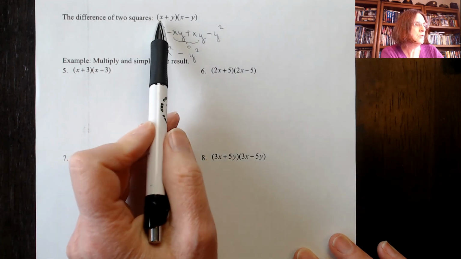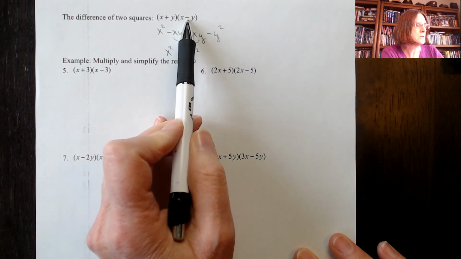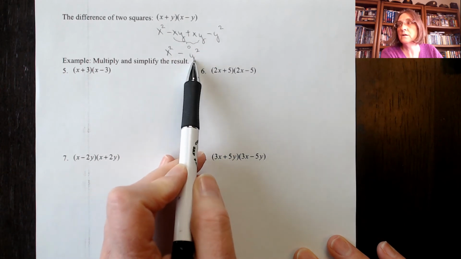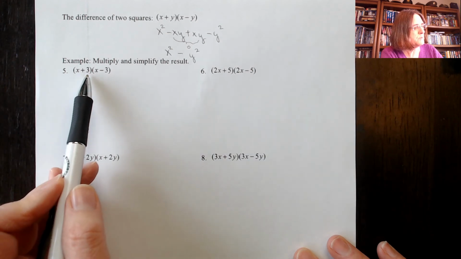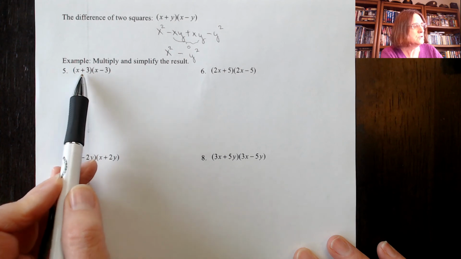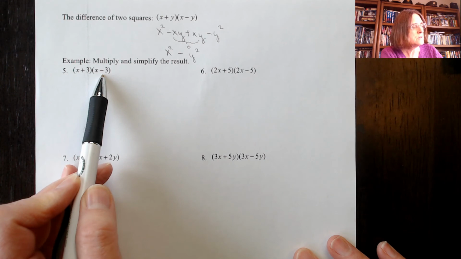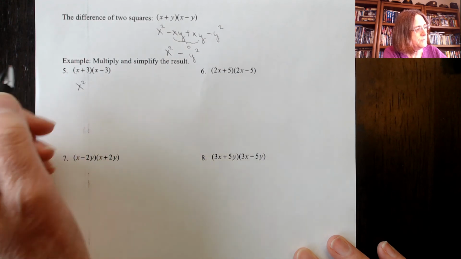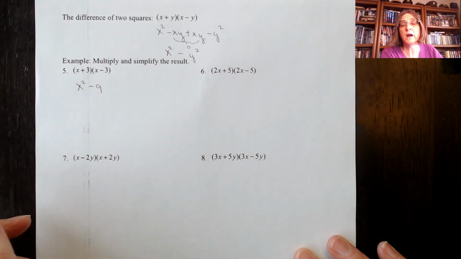So whenever we have two binomials that are the same except for the operation joining the two terms, the outer and inner terms will always cancel out to 0, leaving us with just our first term squared and our last term squared. So let's try a couple of examples. Here we have x plus 3 multiplied by x minus 3. The two binomials are identical, one has plus, one has minus. So we're going to have just the first term squared, x times x, x squared. And our last term, 3 times negative 3 is negative 9. Again, our outer and inner terms would add to 0.